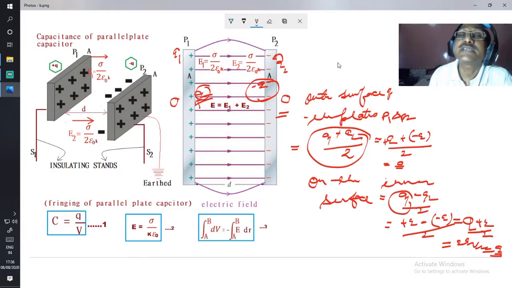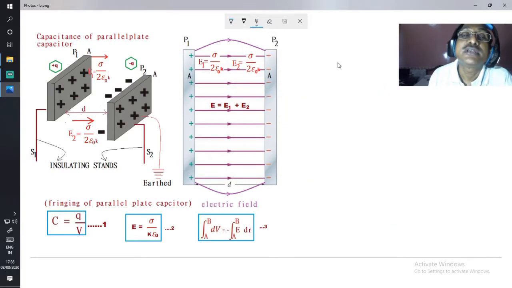Now, someone has also asked another question. The plate P1 and plate P2 both are conducting plates. Then why are you using the formula of the electric field for the non-conducting plates?